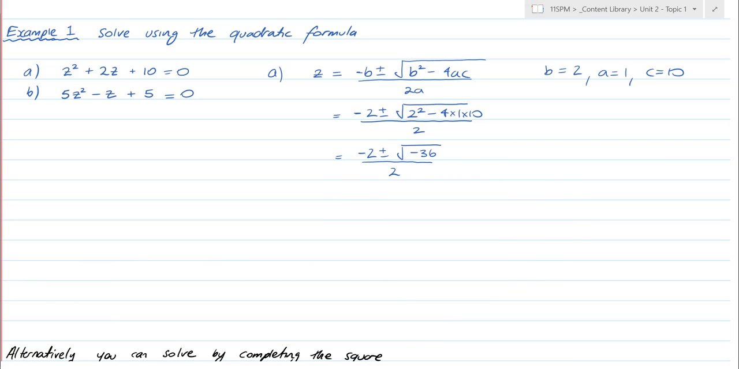And this gives us some reasonably nice solutions. -2 plus or minus the square root of 36, which is 6, times the square root of -1, which is i. It becomes 6i over 2. And we get -1 plus or minus 3i. Or we could write that down as -1 plus 3i, or -1 minus 3i. Okay, now what do you notice about the solutions to this? They're complex. Yes, they're complex, good.